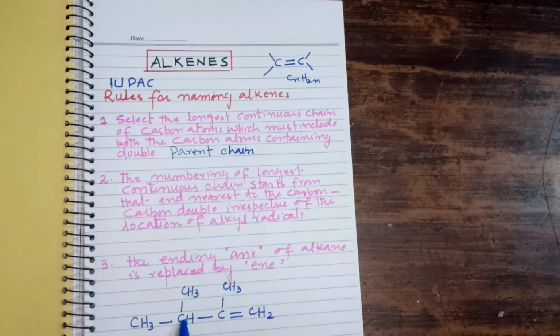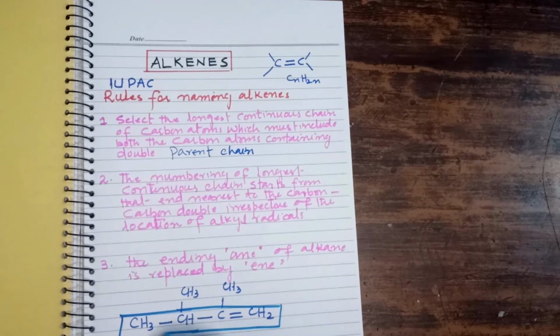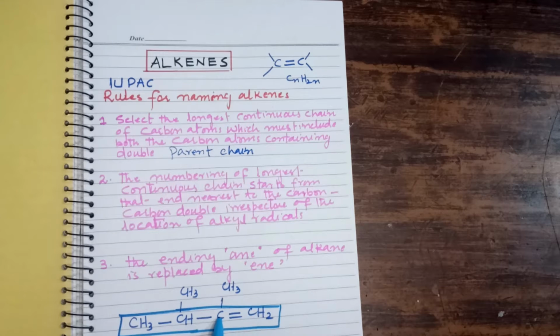1, 2, 3, 4. So what is the parent chain in this molecule, students? In this molecule, this is the parent chain. Since what is the first rule? The parent chain must include both the carbon atoms forming the double bond, right? So the parent chain containing the double bond is correct.